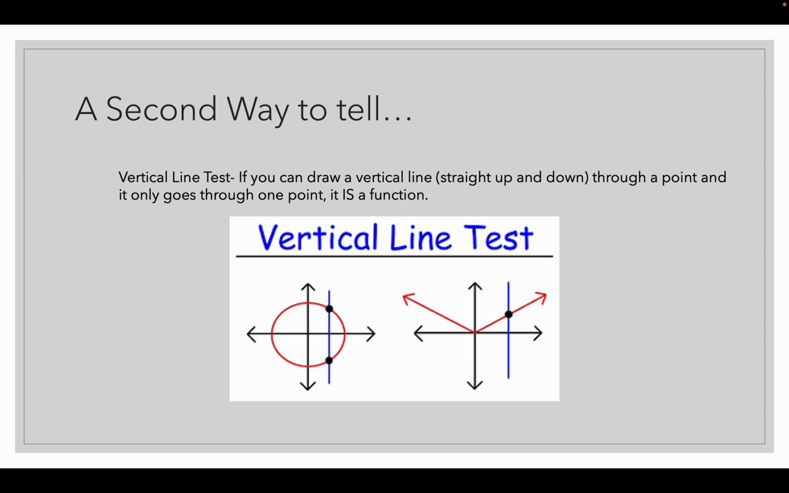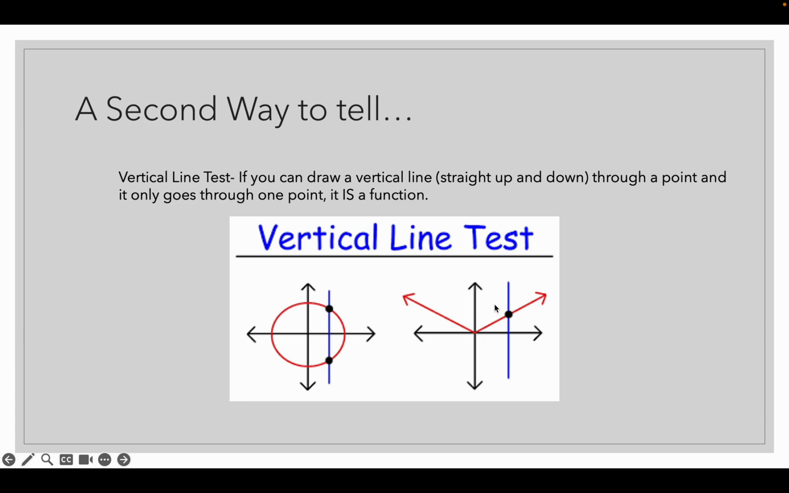Another way to be able to tell is using the vertical line test. If you can draw a vertical line straight up and down through a point and it goes through only one point, it is a function. So in this case where I have a circle, notice that my vertical line, my blue line here, goes up and down through 2 points. That means this is not a function.